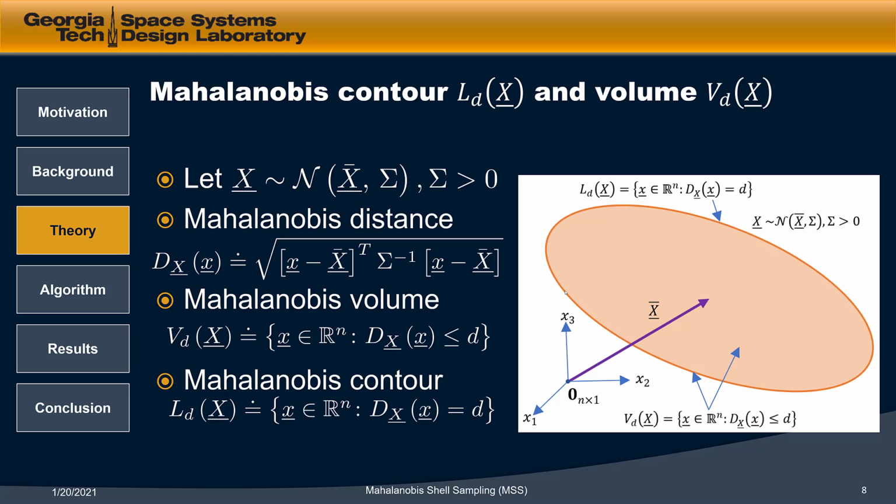In this work, we also introduced the notation of the Mahalanobis volume, which is the set of all points within a certain sigma from the origin, and the Mahalanobis contour, which is the set of all points away from the origin at a certain sigma value.